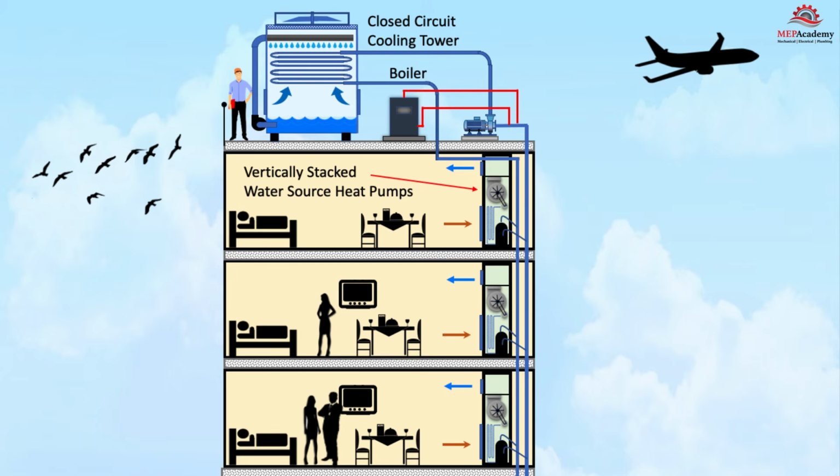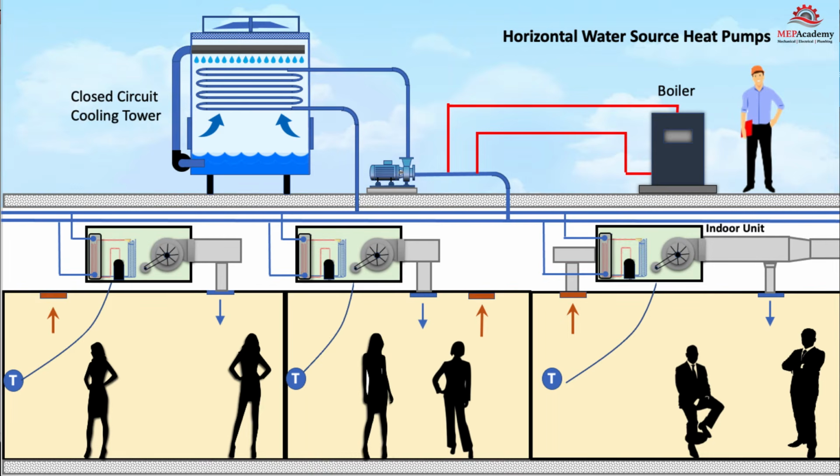The vertical heat pumps range in tonnage from 1/2 to 3 tons. Vertical water source heat pumps contain the complete refrigerant circuit with compressor, 2 heat exchangers, reversing valve, and expansion valves. Horizontal water source heat pumps.